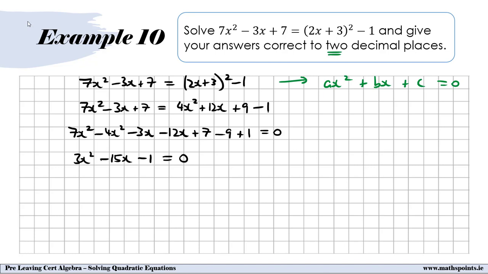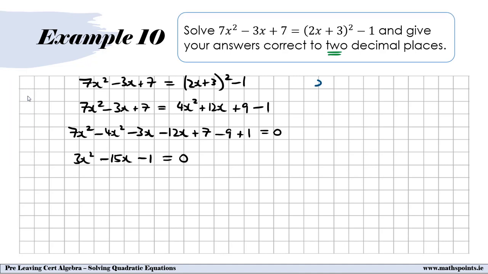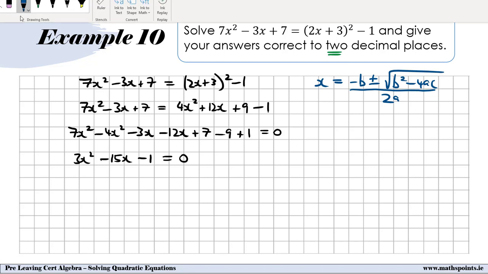So as we stated already, this is a minus b formula question, and so we'll get the minus b formula down on the page before we do anything else. So we have x is equal to minus b plus or minus the square root of b squared minus 4ac all over 2 times a. And then we're going to assign our a, b, and c from the equation.